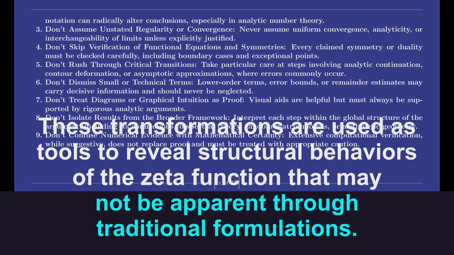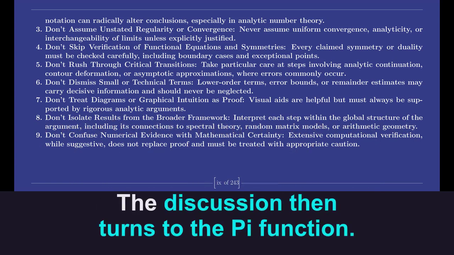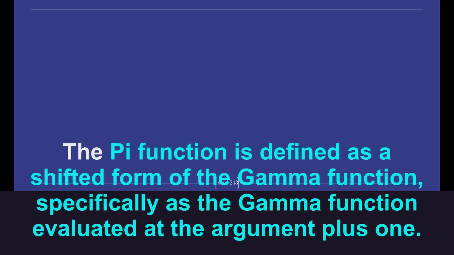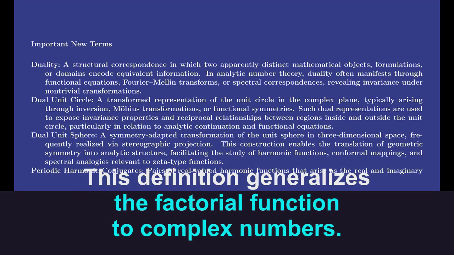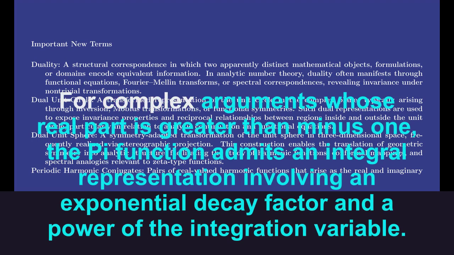Using this integral definition, the recurrence relation of the pi function is derived. The derivation proceeds by evaluating pi at the argument +1 and applying integration by parts. The exponential decay ensures that boundary terms vanish at both 0 and infinity. The remaining integral reproduces the original pi function multiplied by the argument +1. This leads directly to the recurrence relation showing that pi of s plus 1 equals s plus 1 times pi of s. This mirrors the classical factorial recurrence.